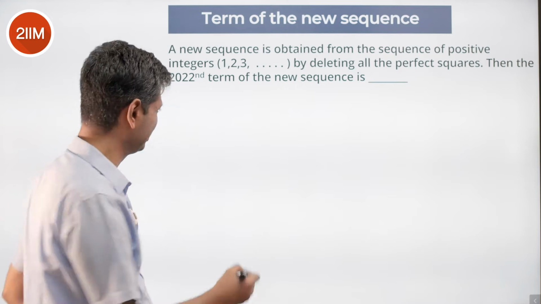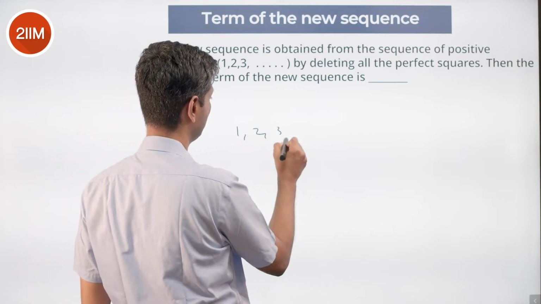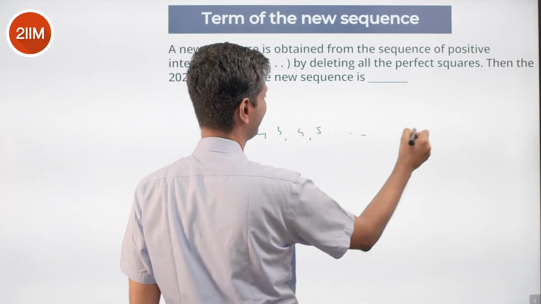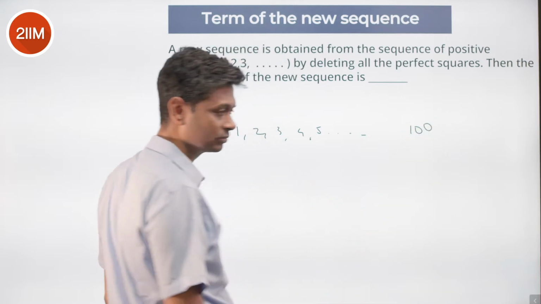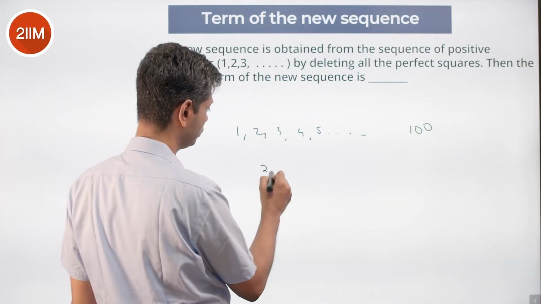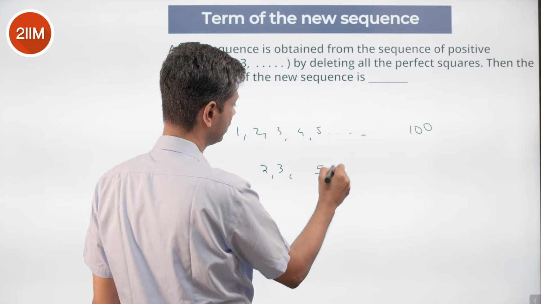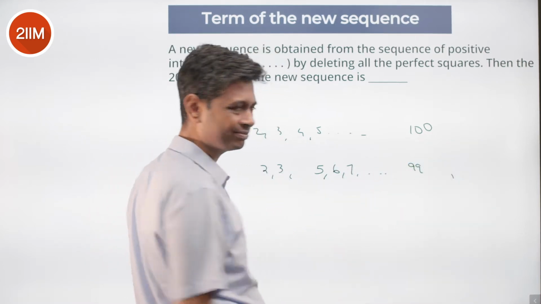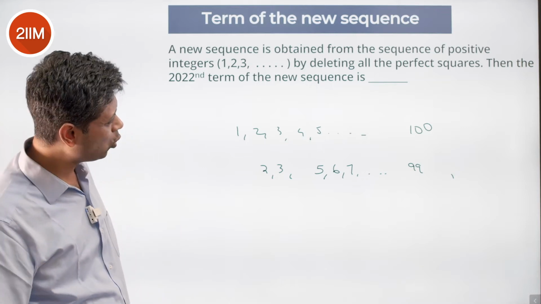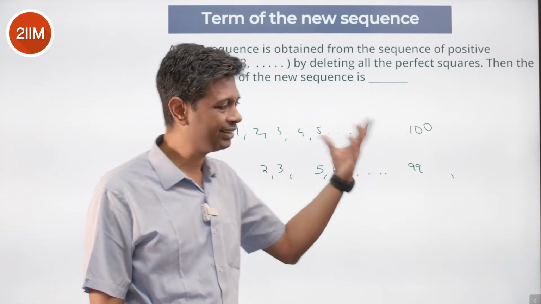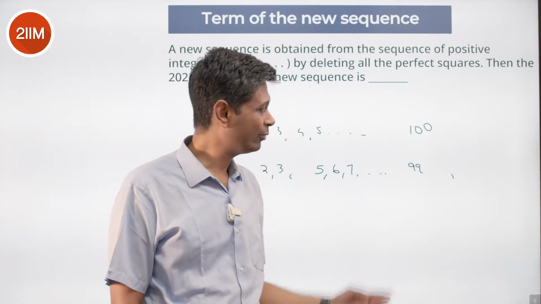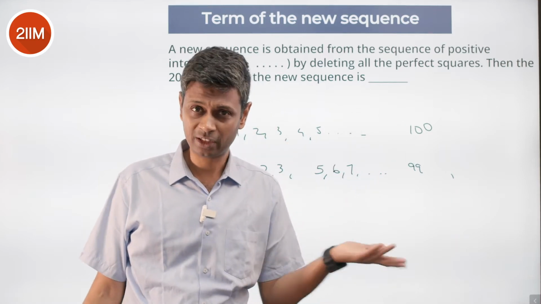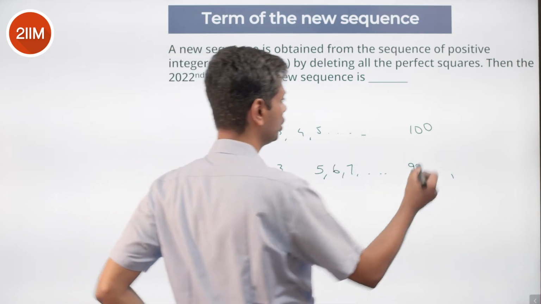Let's simplify this. 1, 2, 3, 4, 5. Let's say we consider it till 100. The new sequence would be 2, 3, 5, 6, 7 till 99. If I go till number 100, 100 won't be there in my sequence. Therefore, I'm going to include 101.